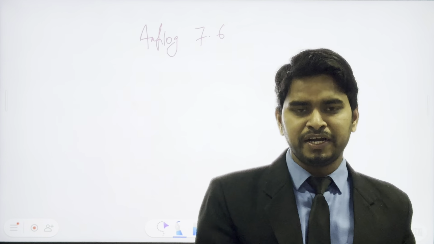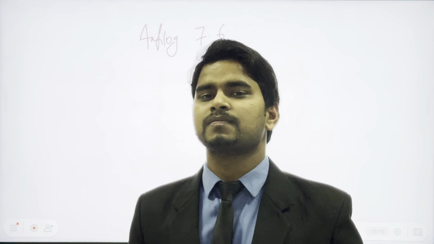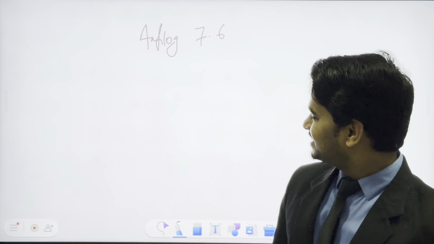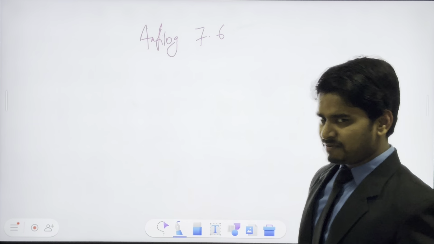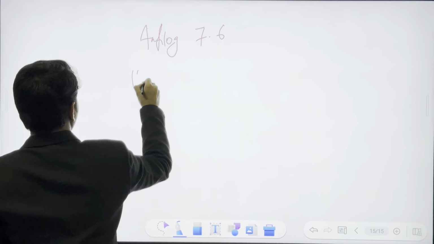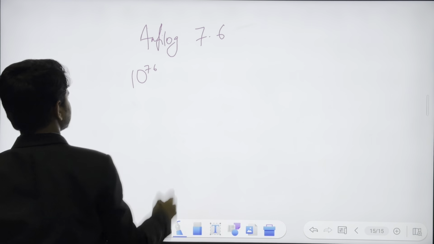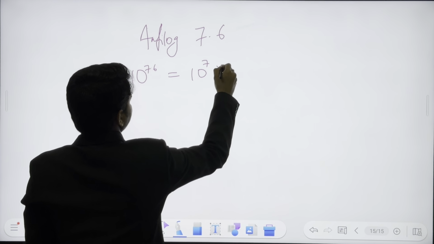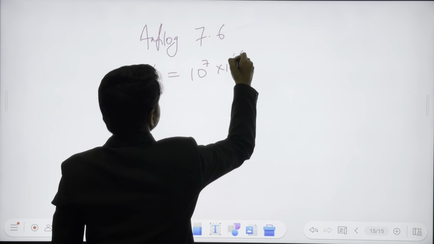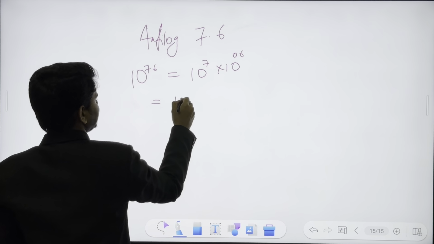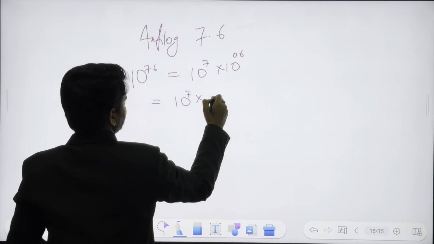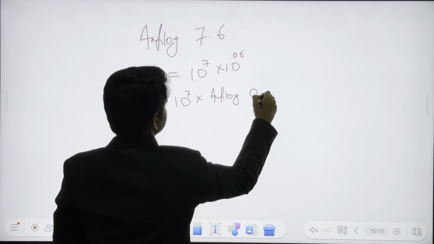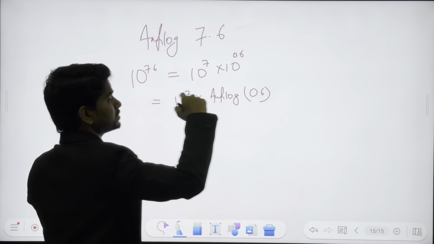Pause the video and try to solve on your own. Anti-log 7.6 is nothing but 10 to the power 7.6. And this can be written as 10 to the power 7 into 10 to the power 0.6. And this is basically 10 to the power 7 into anti-log 0.6.